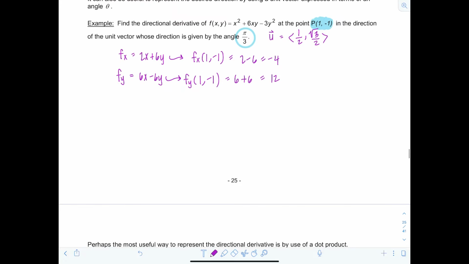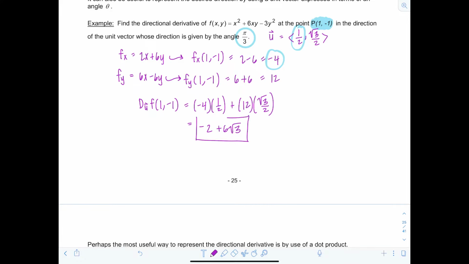All right, now putting it all together, I have directional derivative of f in the direction of u at (1, -1) is going to equal, so you take -4 times a, here's a, 1/2, plus 12 times root 3 over 2. And this is going to give me -2 plus 6 root 3 for our final answer. Ooh.